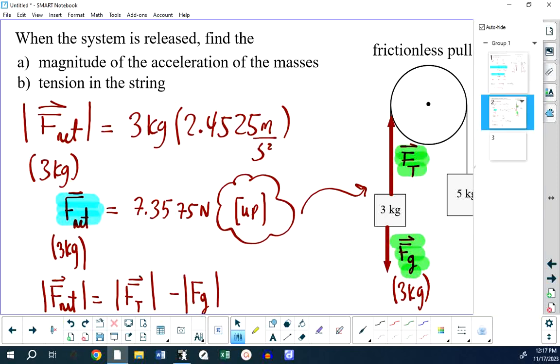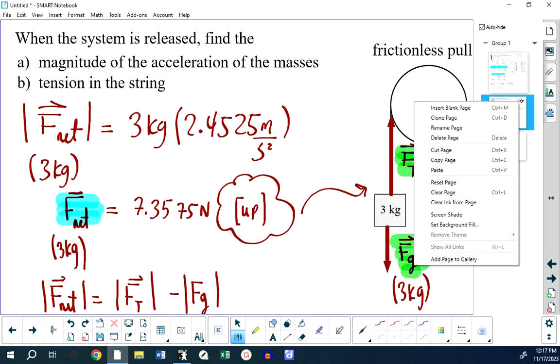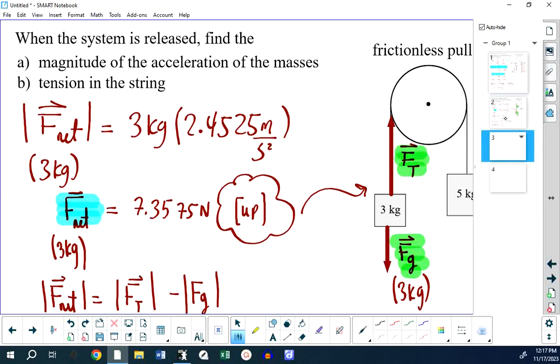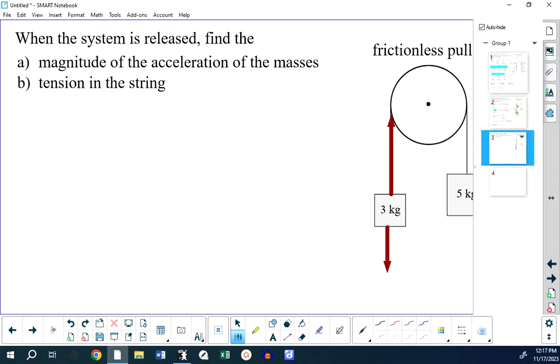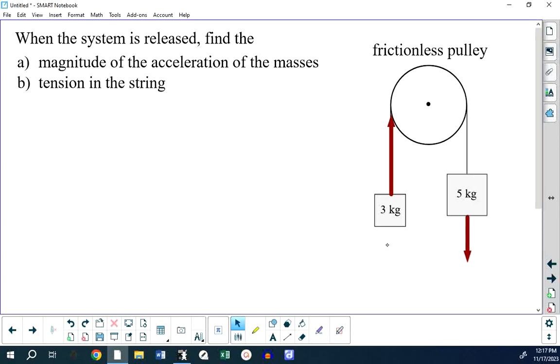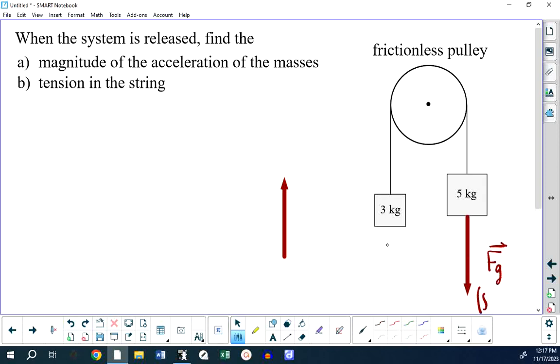So let's try the same thing again, but this time we're going to focus our attention on the 5 kilogram mass. So we've already done it for the 3 kilogram mass. Now what we're going to do is do it for the 5 kilogram. Well, there is a force of gravity that is acting down on the 5 kilogram mass. And there has to be a tension upwards, otherwise the 5 kilogram mass would be in free fall.